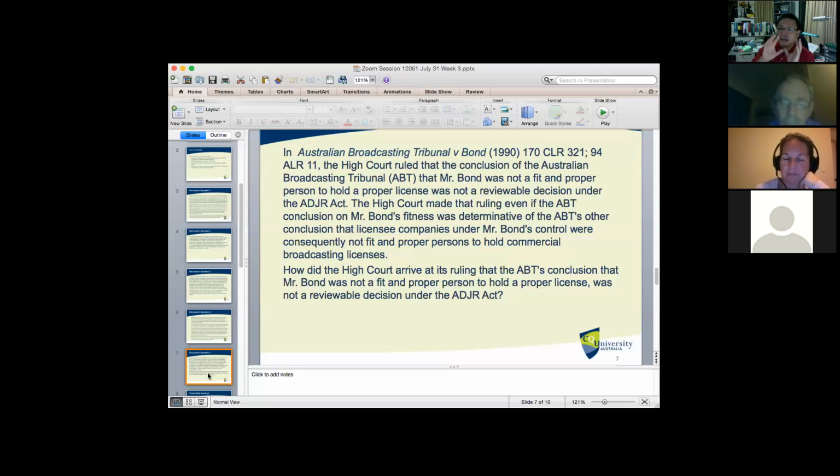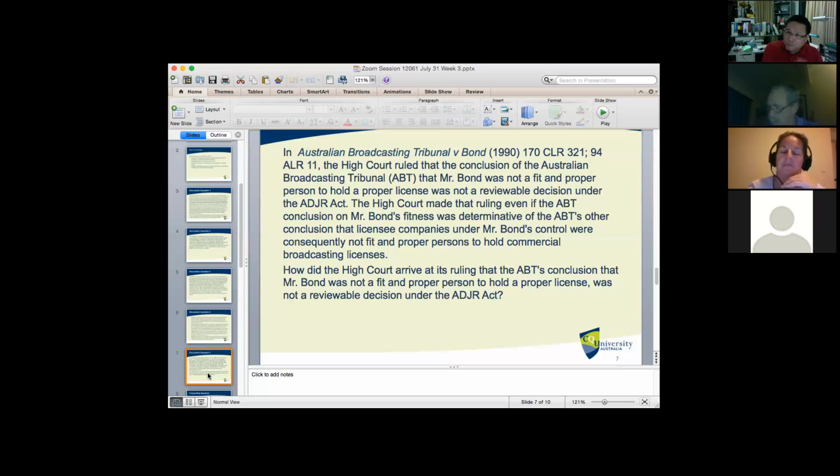So in other words, if the decision had been that a licensing company was not a fit and proper person, in other words, there was not yet a decision not to give it a license. If the decision alone had been that a licensing company was not a fit and proper person, meaning it was an intermediate decision, the court in that case actually said, through Chief Justice Mason, that that intermediate decision would have been subject to judicial review. Are we clear about that?